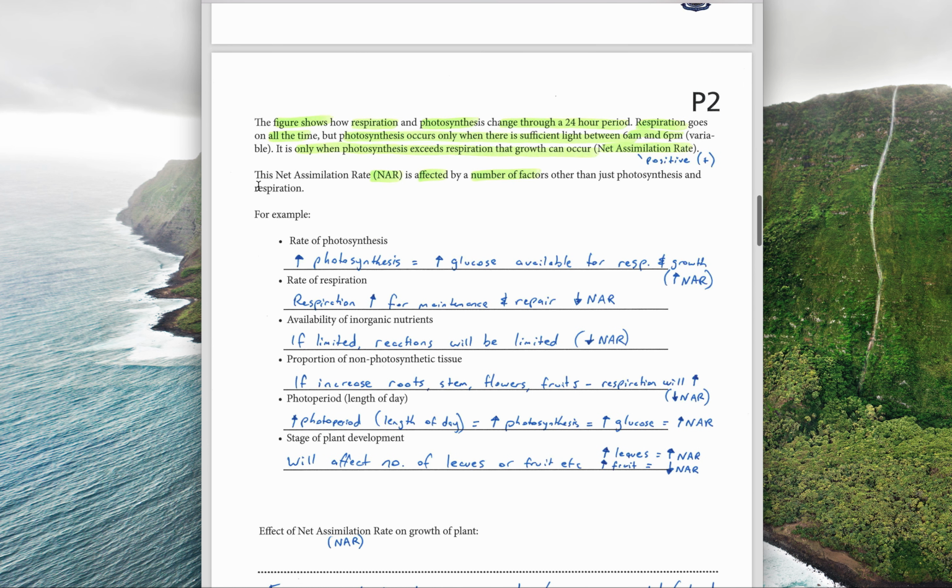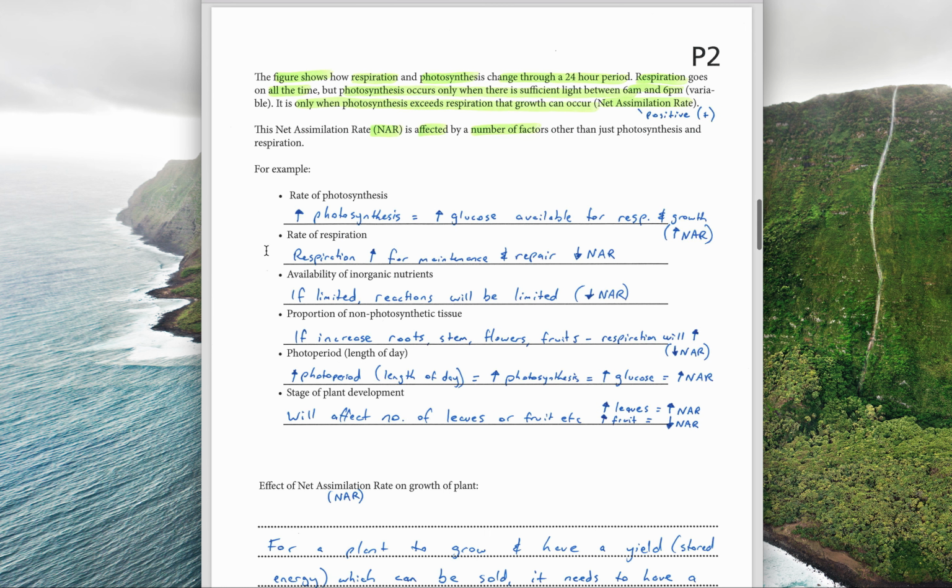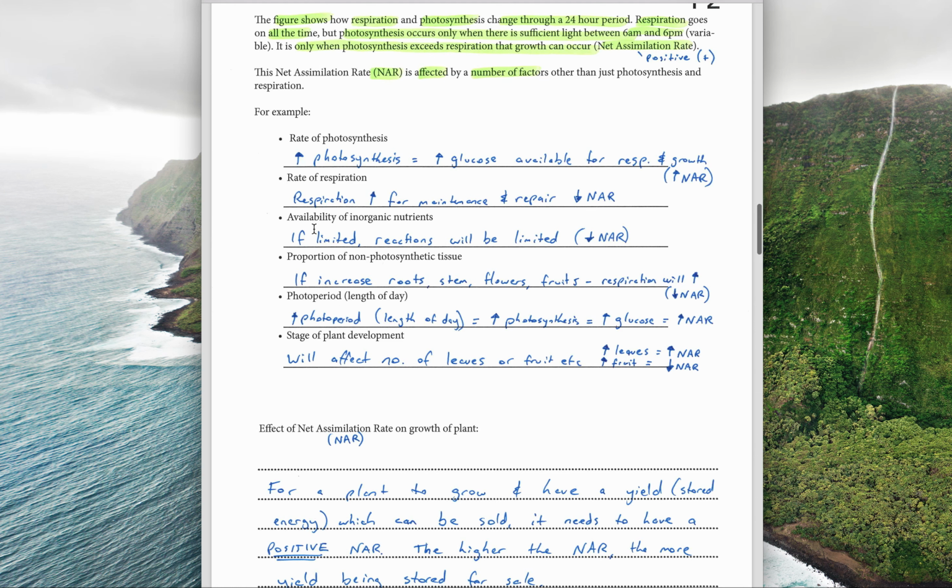So what we'll have a look at here is things that actually affect the NAR. Obviously, if we can increase the rate of photosynthesis and increase glucose, then we'll have an increased net assimilation rate. If our respiration increases for maintenance and repair, because maybe there are insects or wind damage, then that will decrease the NAR. The availability of inorganic nutrients matters too: if we don't have enough nutrients, the reactions will not occur as easily or as much, and that will decrease the NAR.